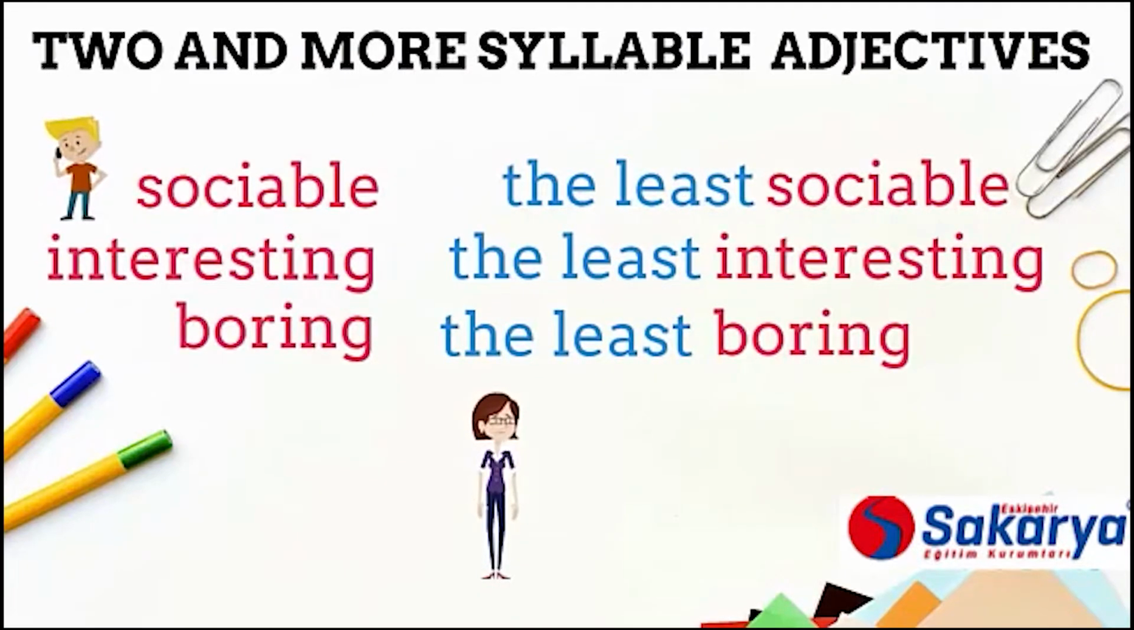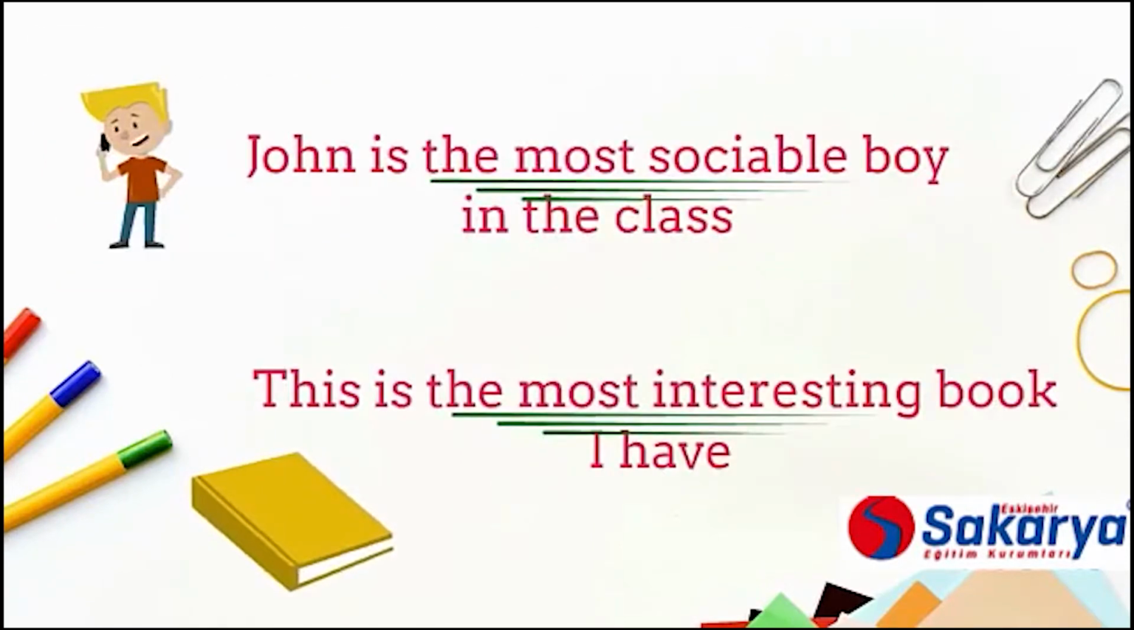These examples: sociable. Okay, the opposite of the most is the least. Sociable, the least sociable. Interesting, the least interesting. It's the opposite of the most. Boring, the least boring. John is the most sociable boy in the class. This is the most interesting book I have. Here we used the most because we have two-syllable adjectives.